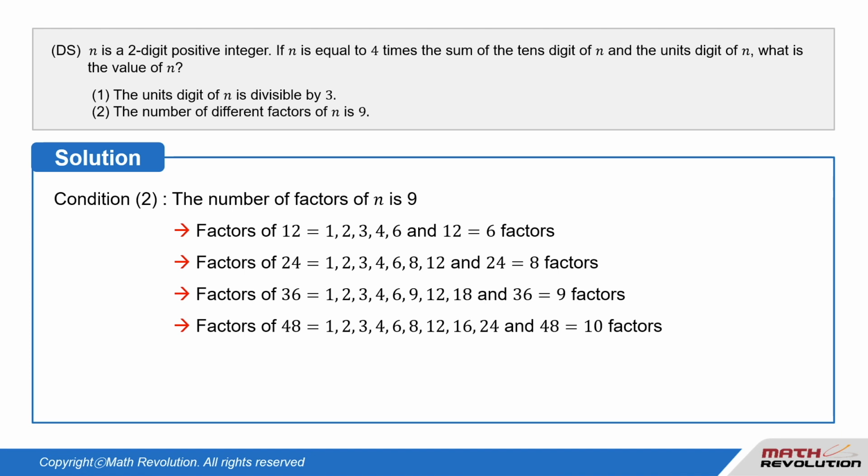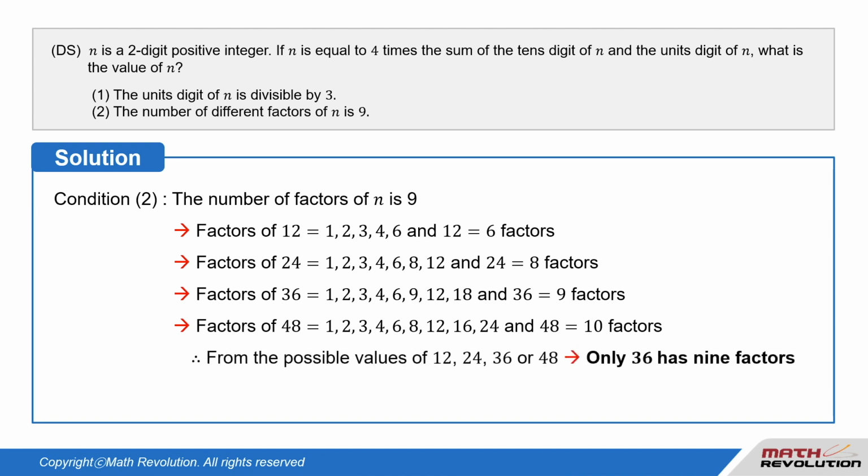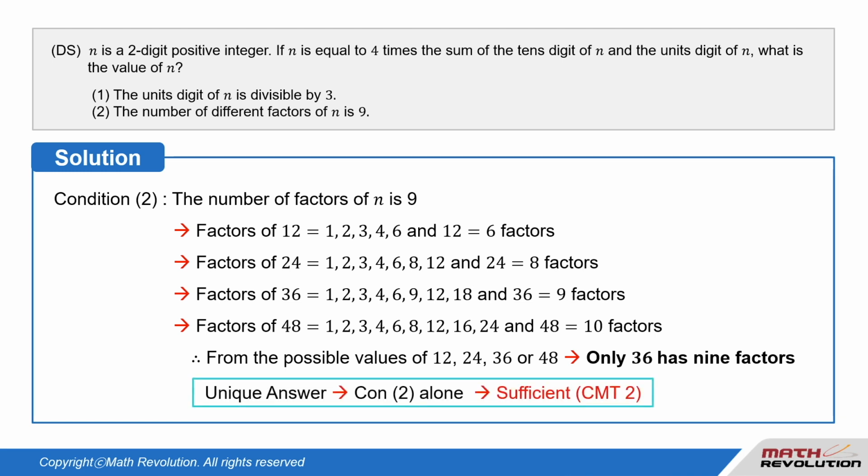Factors of 48 are 1, 2, 3, 4, 6, 8, 12, 16, 24, and 48, which equals 10 factors. Amongst the 4 possible answers, 12, 24, 36, and 48, only 36 has 9 factors. The answer is unique. So the condition is sufficient by CMT2, which states that the number of answers must be 1.